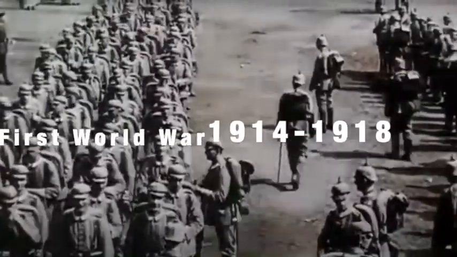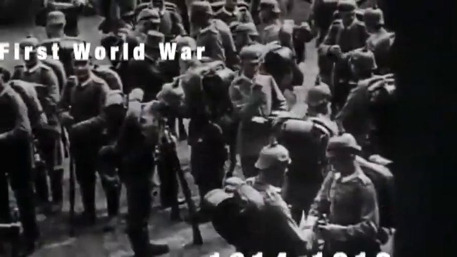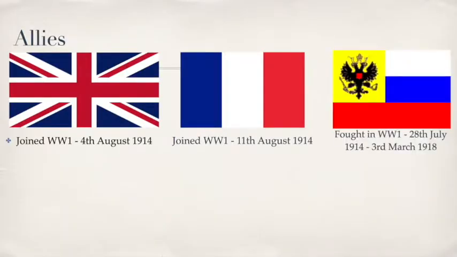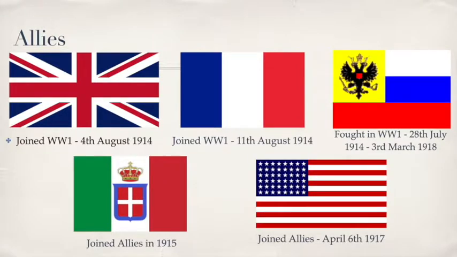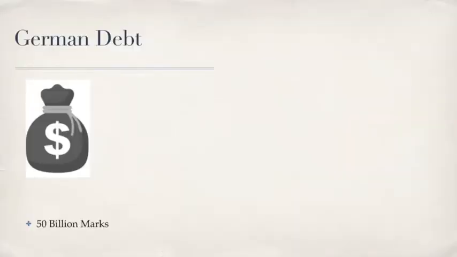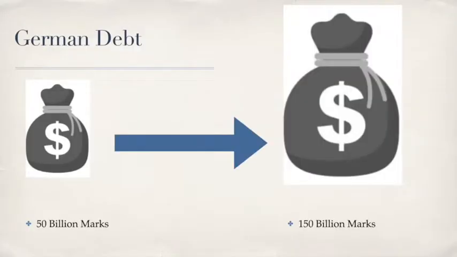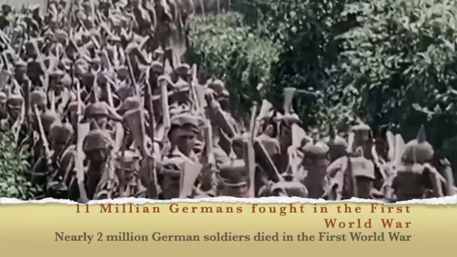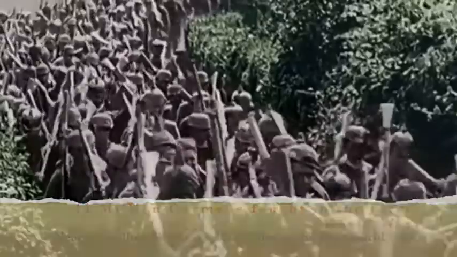this useful. During the First World War, Germany had faced the combined strength of the Allies. That meant Britain, France, Russia, Italy and the USA. It had been a long and expensive war, and as a result, Germany's debts had dramatically increased from 50 billion marks to 150 billion marks by the end of the war. 11 million Germans had fought in the war, and almost 2 million troops had died as a result.